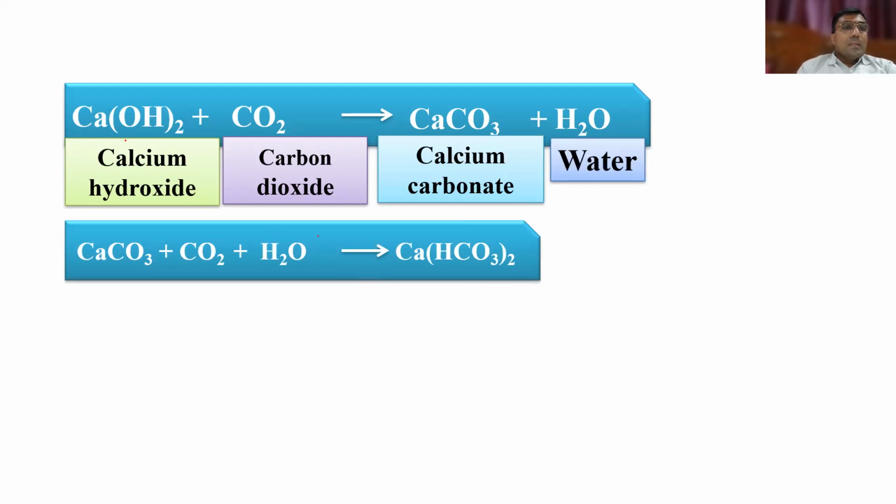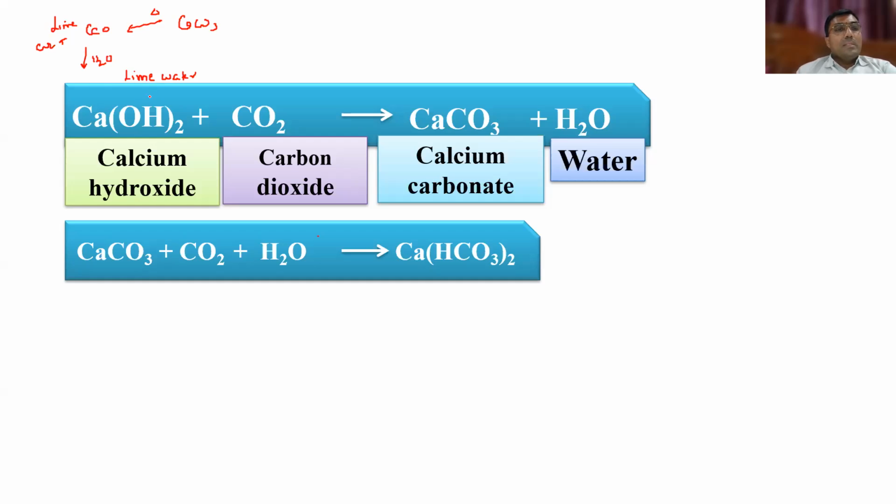Here, what is calcium hydroxide called? Lime water. What is lime? Lime means CaO. When you add water, what will be formed? Calcium hydroxide is formed. This is lime. How do you get lime, students? CaCO3, when you heat, forms CaO plus CO2 gas.